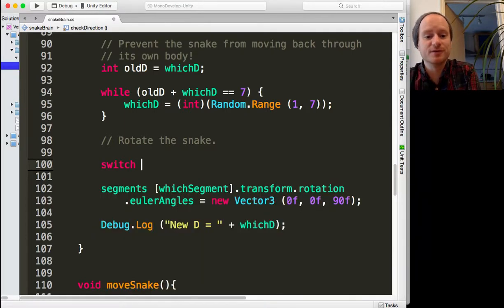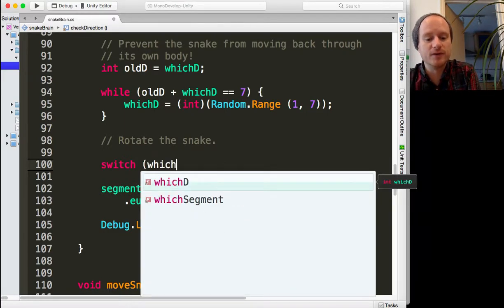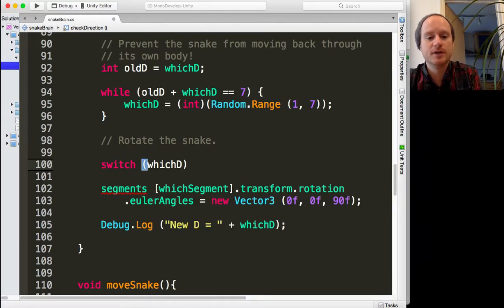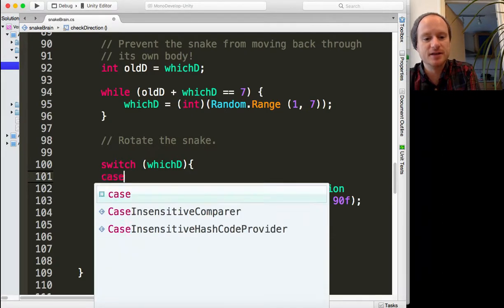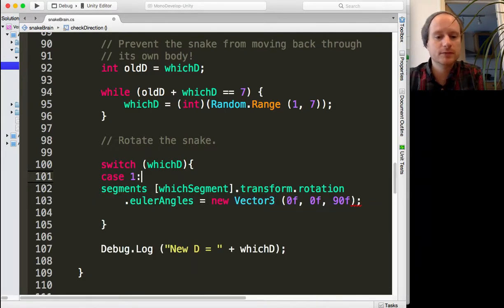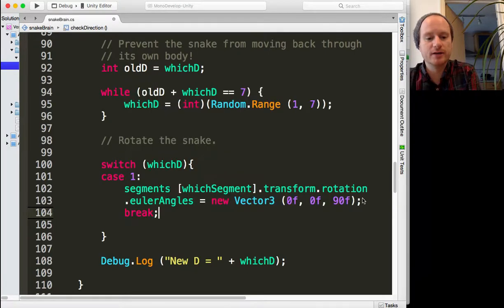If you haven't seen one of these, or don't use them, they can be handy. So what you do is you write switch, and then we're looking at this variable. Depending on this variable, which can be 1 to 6, we're going to have different cases. So case 1, if which direction equals 1, do that, and then break.